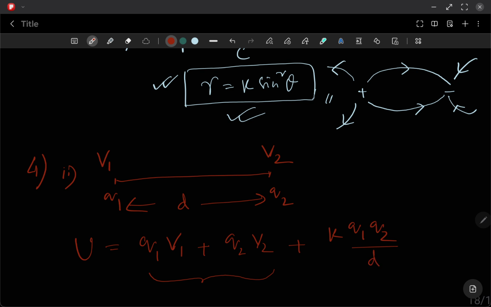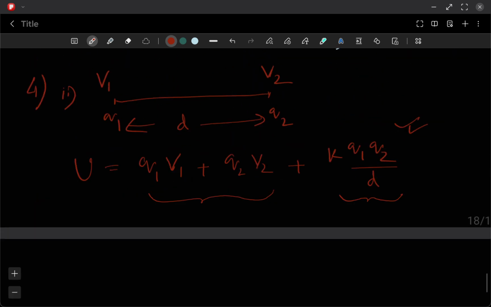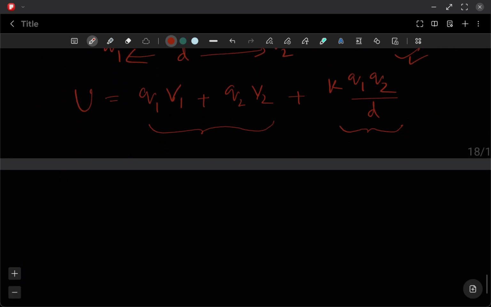Okay, this is the self energy. Potential energy. So this is the total, the internal energy of the system. So this is the total energy of this system placed in the external electric field. Suppose there is one NCERT problem.